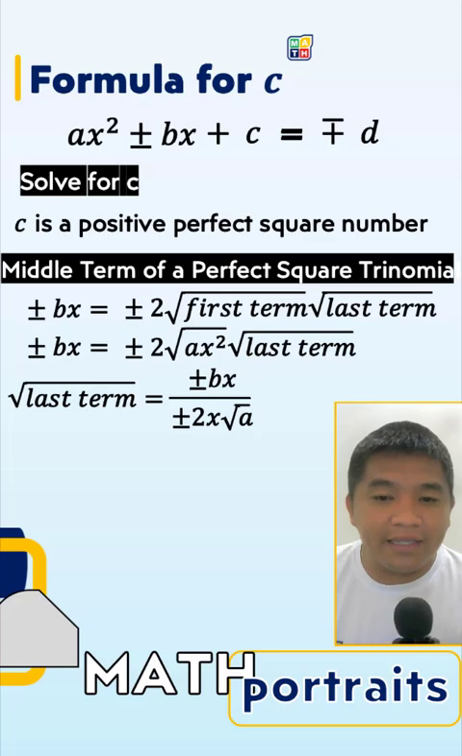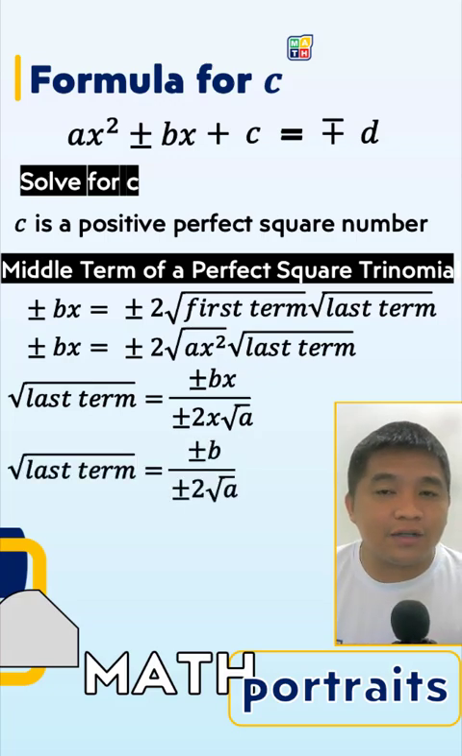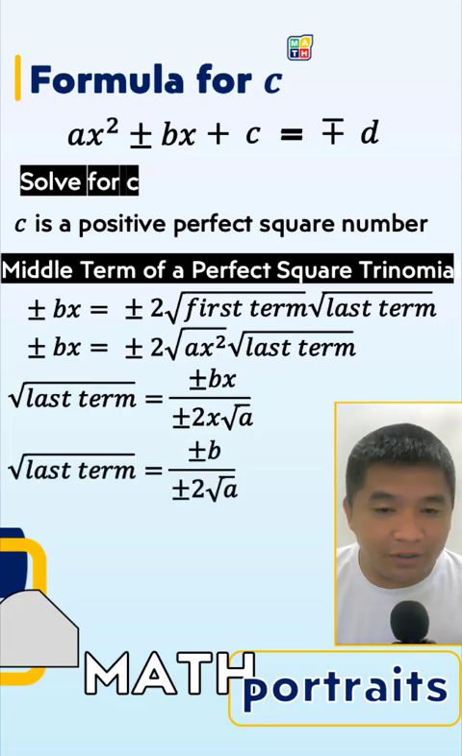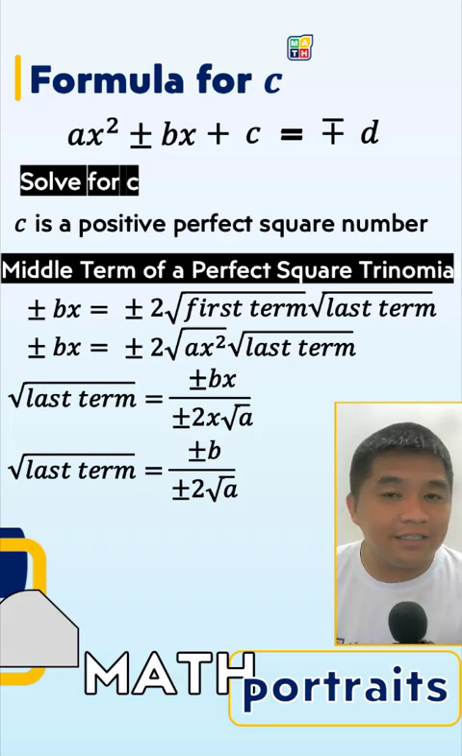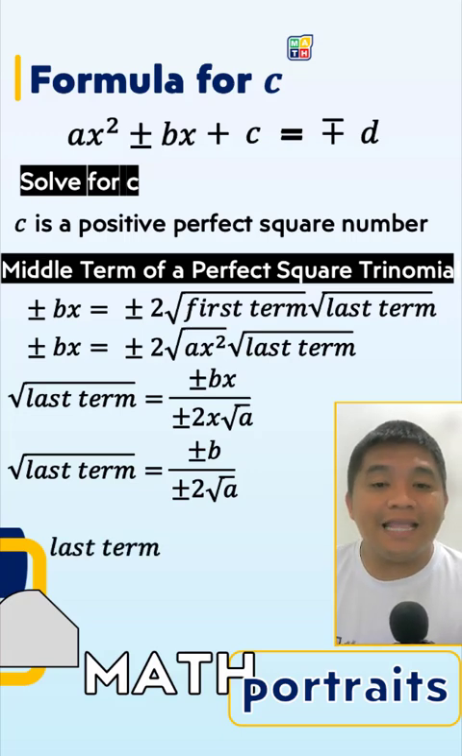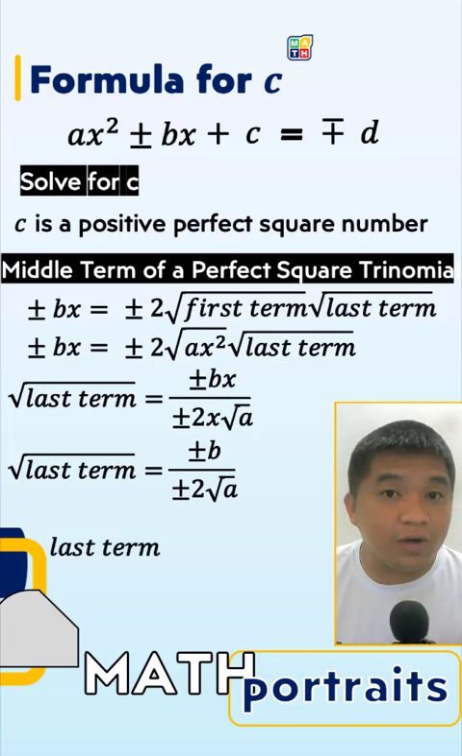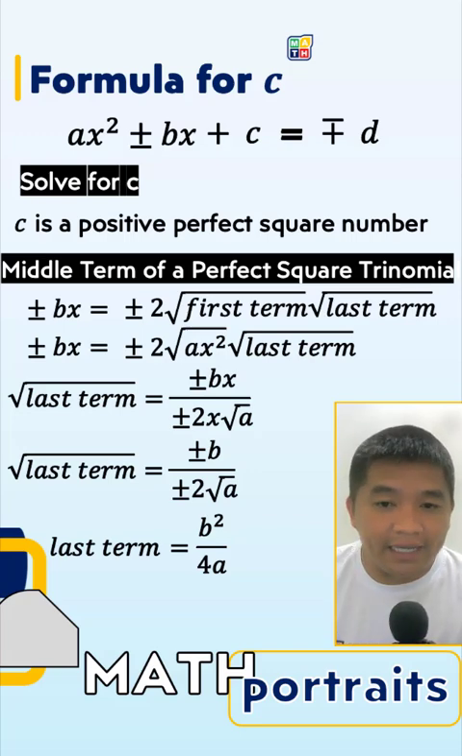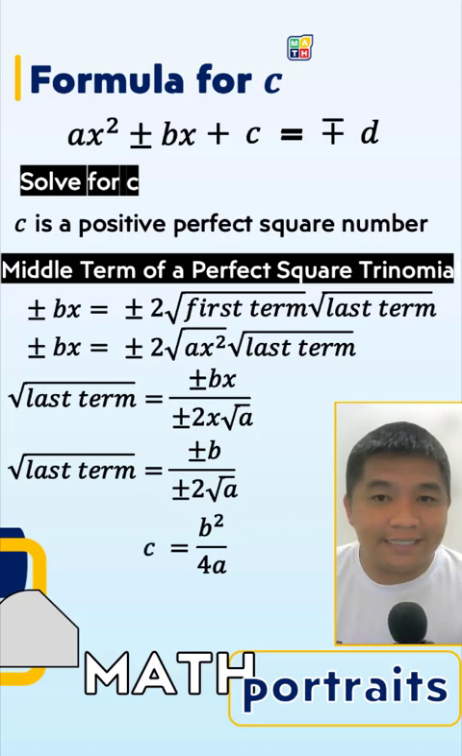With this in mind, we can now cancel x on the numerator and denominator. And since we're looking for the last term, not the square root of the last term, we're going to square both sides of the equation. Hence, the last term for a perfect square trinomial using the given expression earlier is equal to b squared over 4a. This is actually the formula for your c.